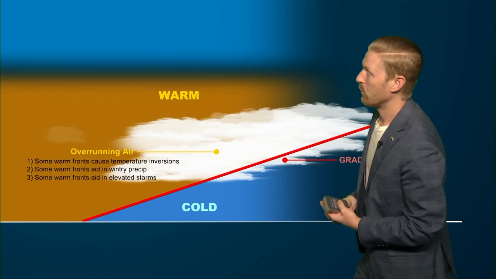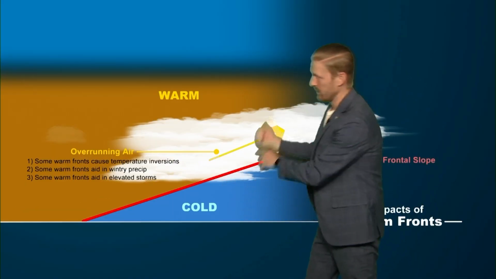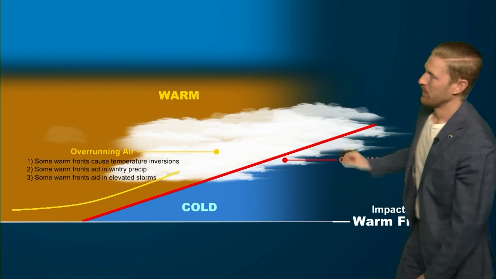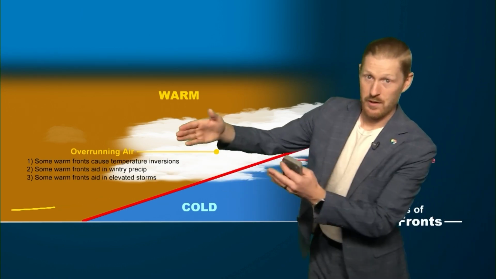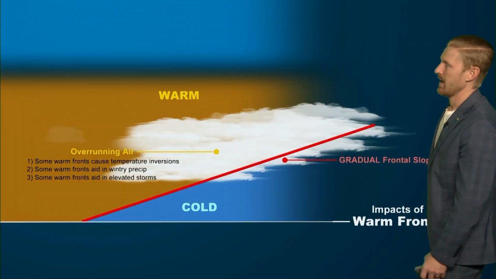And some warm fronts aid in elevated storms. And that's because it is shooting, again, those warmer temperatures up. But the gradual frontal slope is definitely much different than the cold front, where the steep slope is shooting that warm air up higher into the atmosphere.